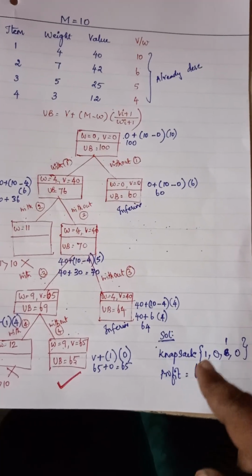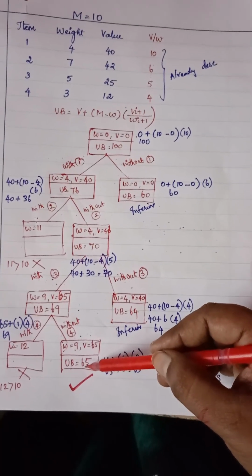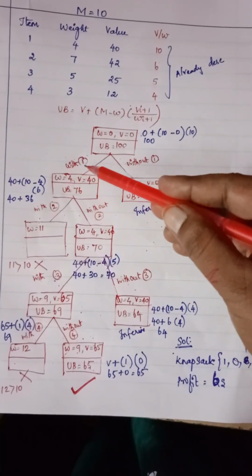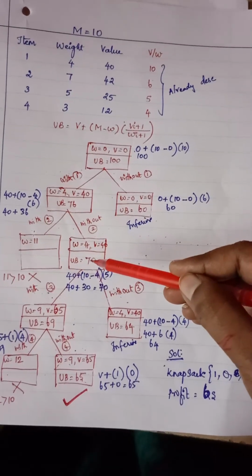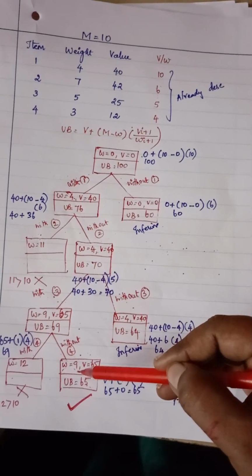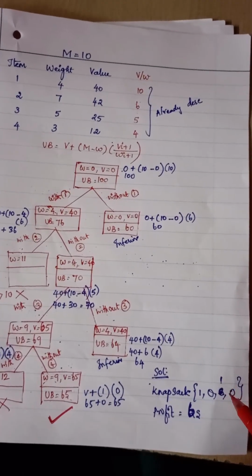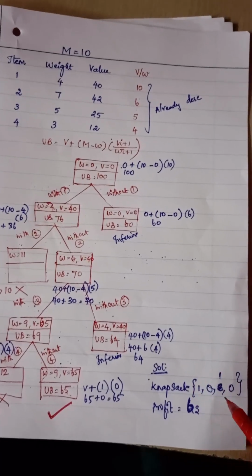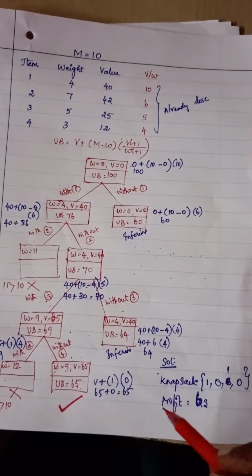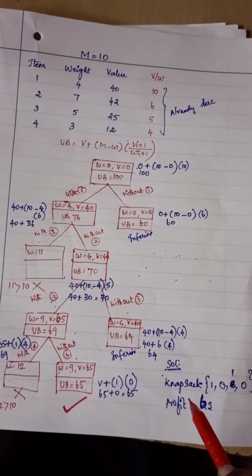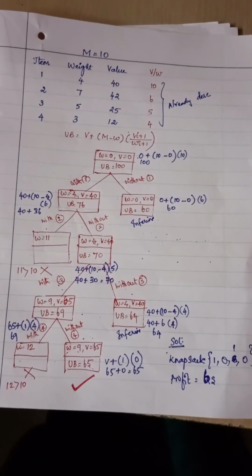So in the above problem, this is where we find the optimal solution, and we have to traverse from the root. So I have included item 1, excluded item 2, included item 3, excluded item 4. So item 1 is included, 2 is excluded, 3 is included, and 4th is excluded. I have represented this in terms of ones and zeros, and the profit will be the value which is there in the upper bound, which is 65. Hope you understood the concept of the knapsack problem. Thanks for listening.